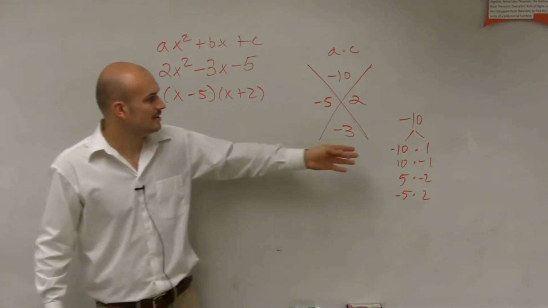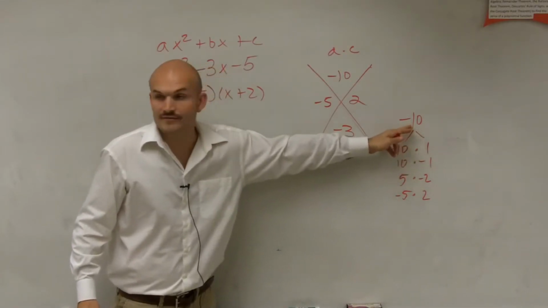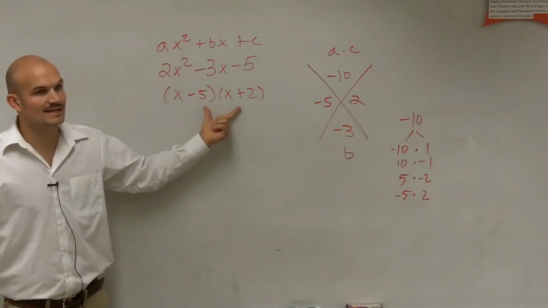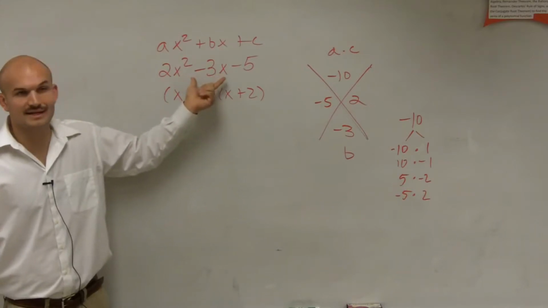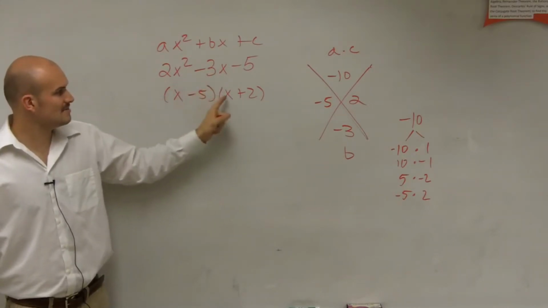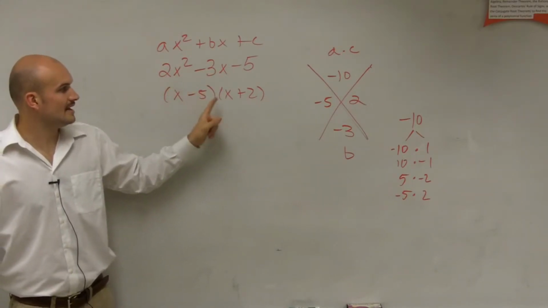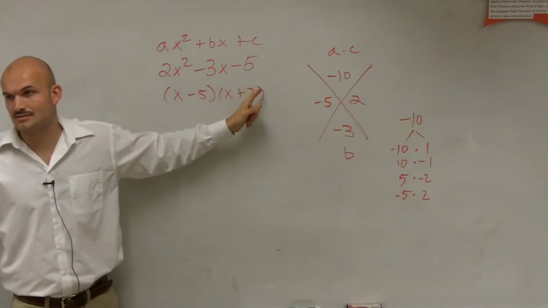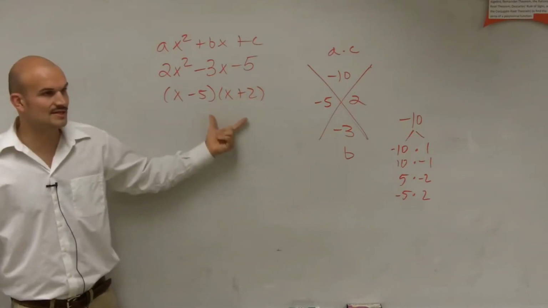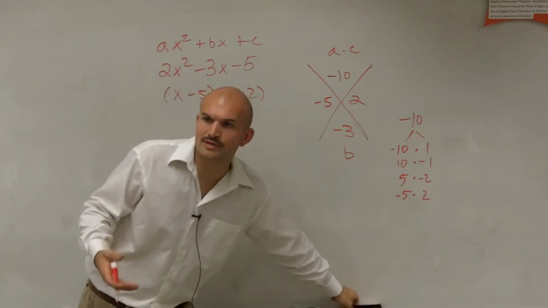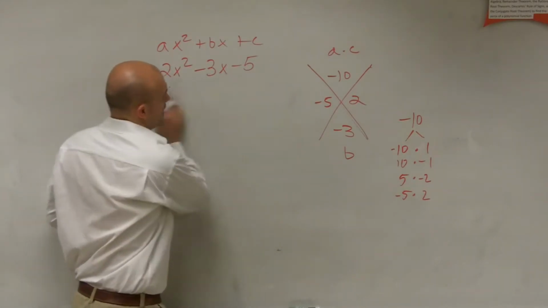Because remember that your factors multiply to give you your original expression. So when I multiply these out using FOIL, am I going to get this answer? No. x times x does not give us 2x squared. Negative 5 times 2 does not give us negative 5, right? So these are not the factors. So what do we do? Well, we have to go a couple other steps.